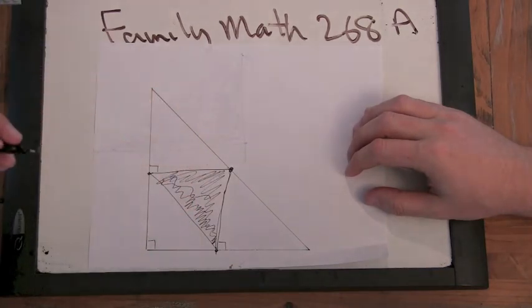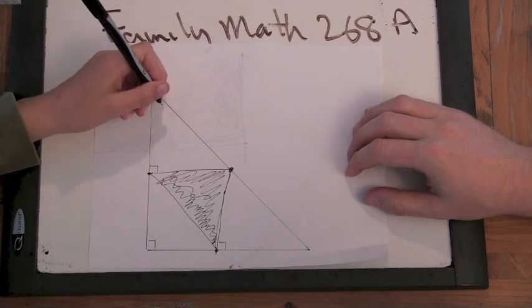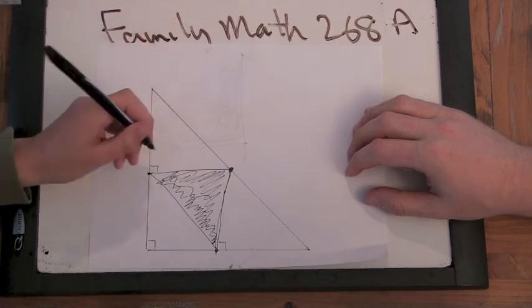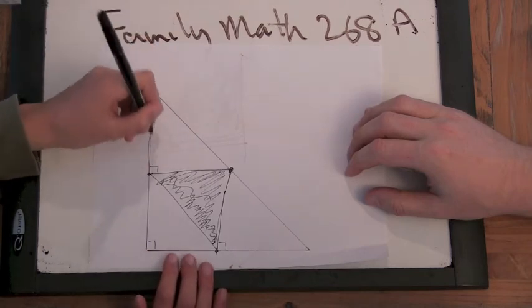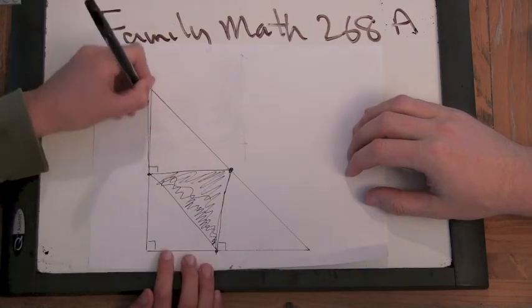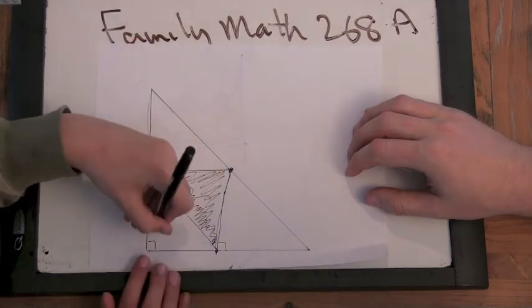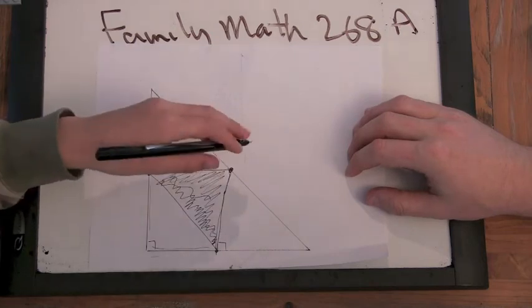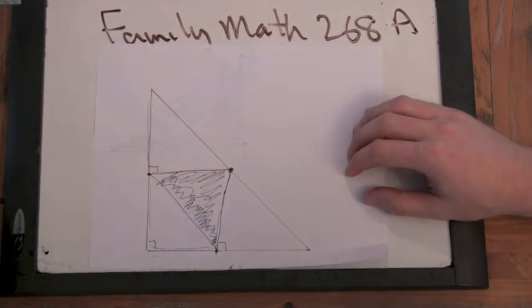And they're all congruent because they all have half of what the big triangle had. This is half of one side, half of one side, half of one side, half of one side. Interesting. That's pretty neat.